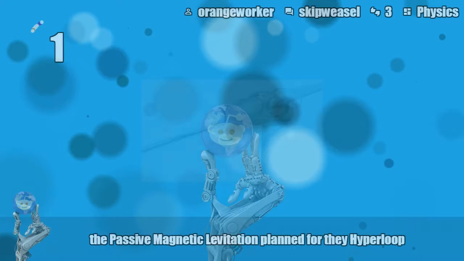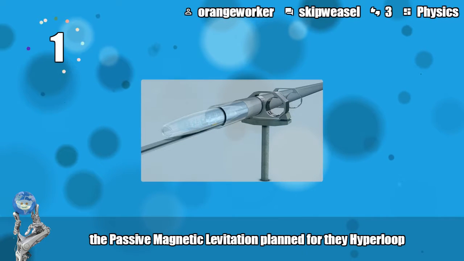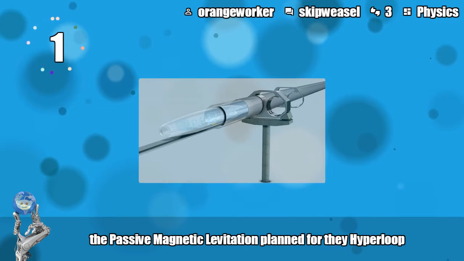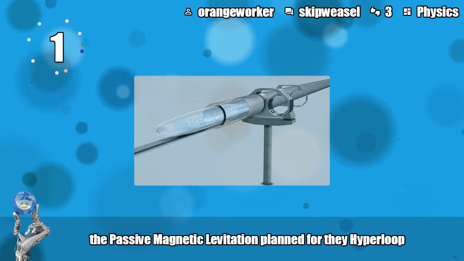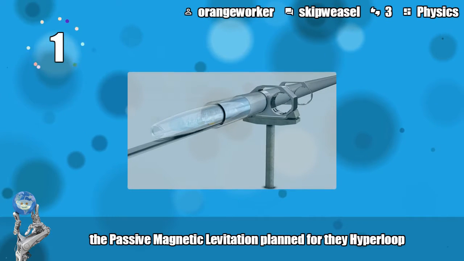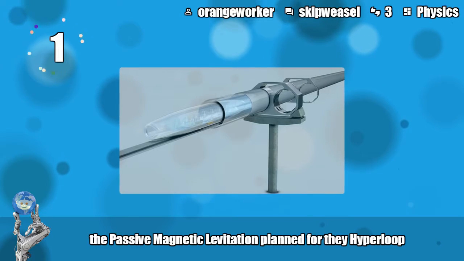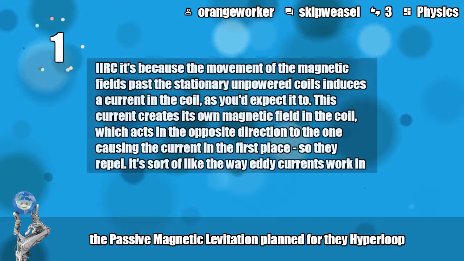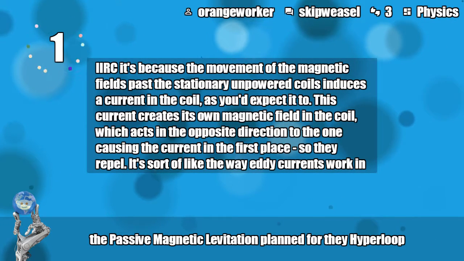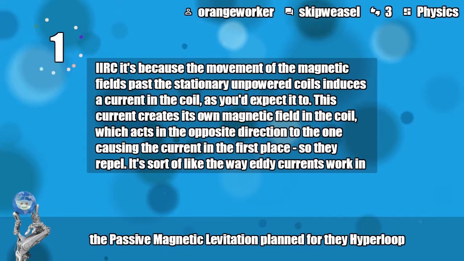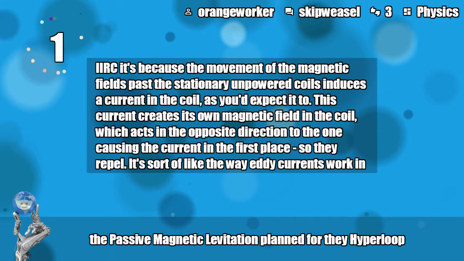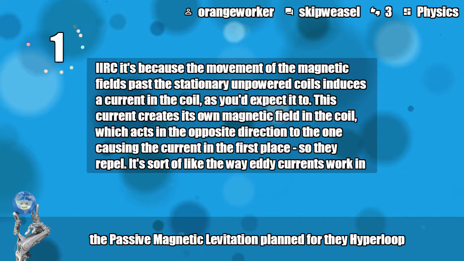Don't panic. Up next at number 1, in the category Physics, the user Orange Worker asks, the passive magnetic levitation plan for the Hyperloop? Which the user Skip Weasel replied, IIRC it's because the movement of the magnetic fields past the stationary unpowered coils induces a current in the coil, as you'd expect it to.